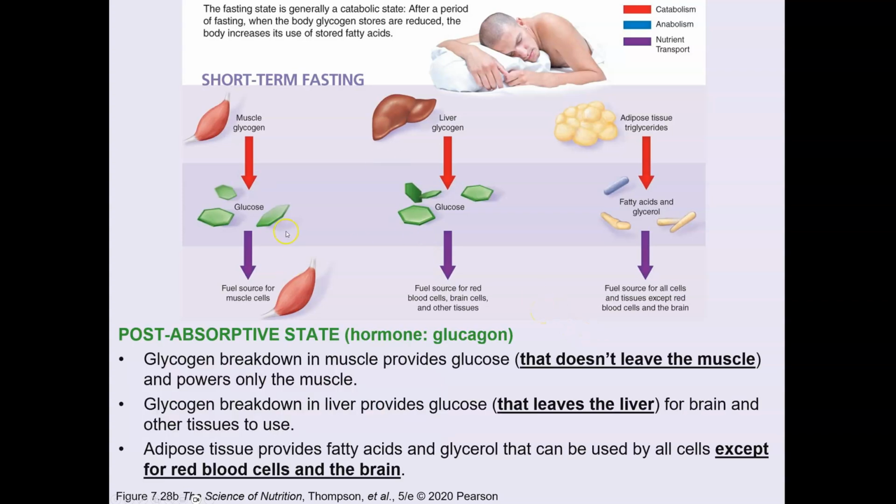So again, muscle glycogen breakdown in the muscle provides glucose that doesn't leave the muscle, powers the muscle. The glycogen breakdown in the liver provides glucose that leaves the liver for brain and other tissues. And adipose tissue provides fatty acids and glycerol that can be used by cells, except for red blood cells and the brain.